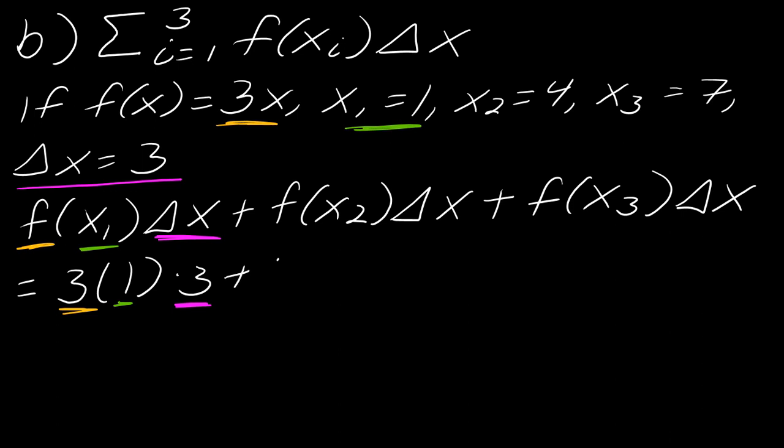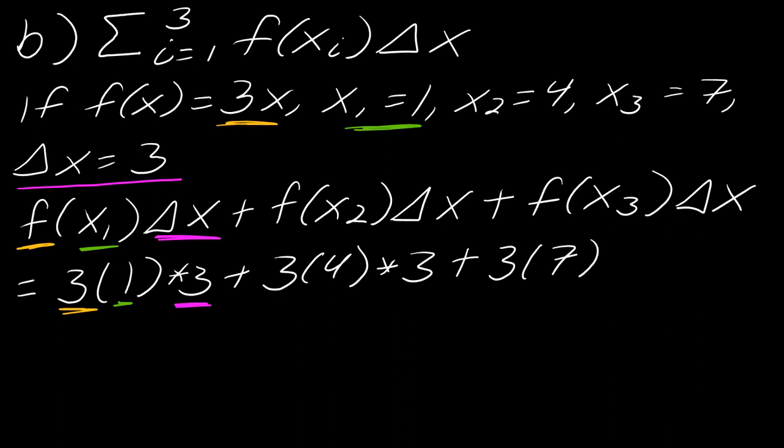Okay, so now let's keep going. Now I'm going to take that 3x and plug in for that one. So f of x sub 2, plug in 4 for that. 3 times 4, and then the delta x was just 3, so that's all times 3. And then this last one, I'm going to take f of x sub 3, so I'm going to plug in 7. This becomes 3 times 7 times 3. Okay, so I put these together just so that we could tell this is part of the function, and then that times 3 is the delta x part.